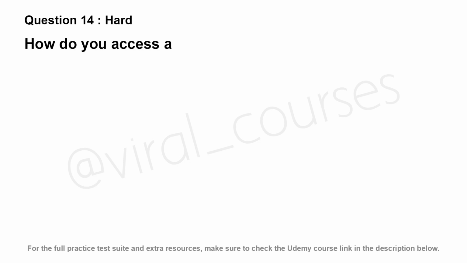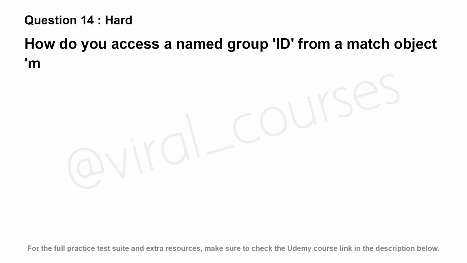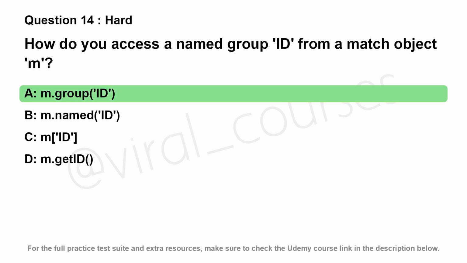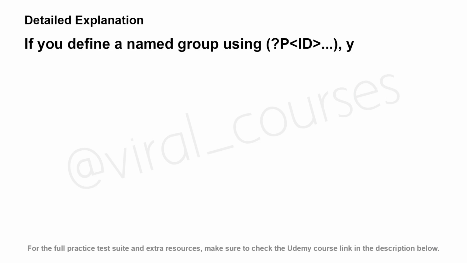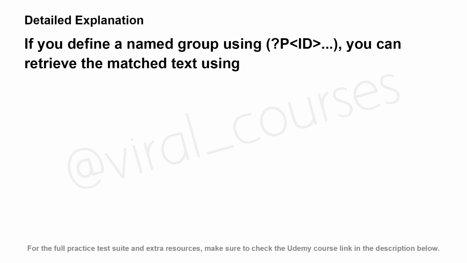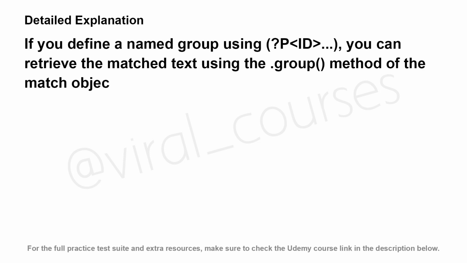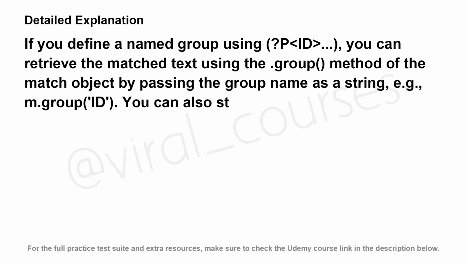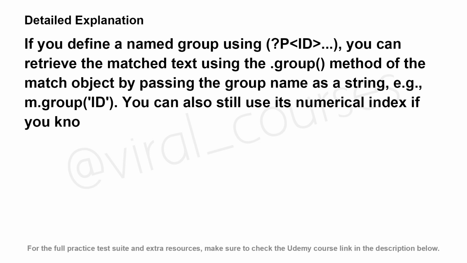How do you access a named group ID from a match object m? Option A, m.group('ID'). Option B, m.named('ID'). Option C, m['ID']. Option D, m.get('ID'). The correct answer is A. If you define a named group using (?P<ID>...), you can retrieve the matched text using the group method of the match object by passing the group name as a string, e.g., m.group('ID'). You can also still use its numerical index if you know it.